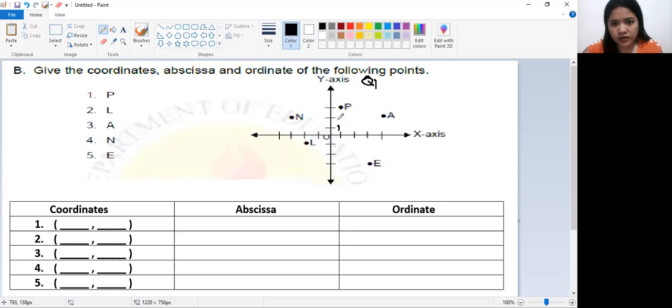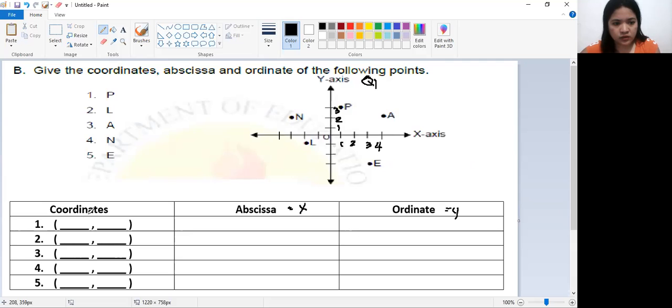Okay, lagyan natin ng number. So this is your y-axis. So we have positive 1, 2, and 3. Then x-axis, so positive 1, 2, 3, and 4. So point P, unahin natin muna si abscissa. So take note na yung abscissa mo, yun yung x mo. Then yung ordinate mo is yung y mo.